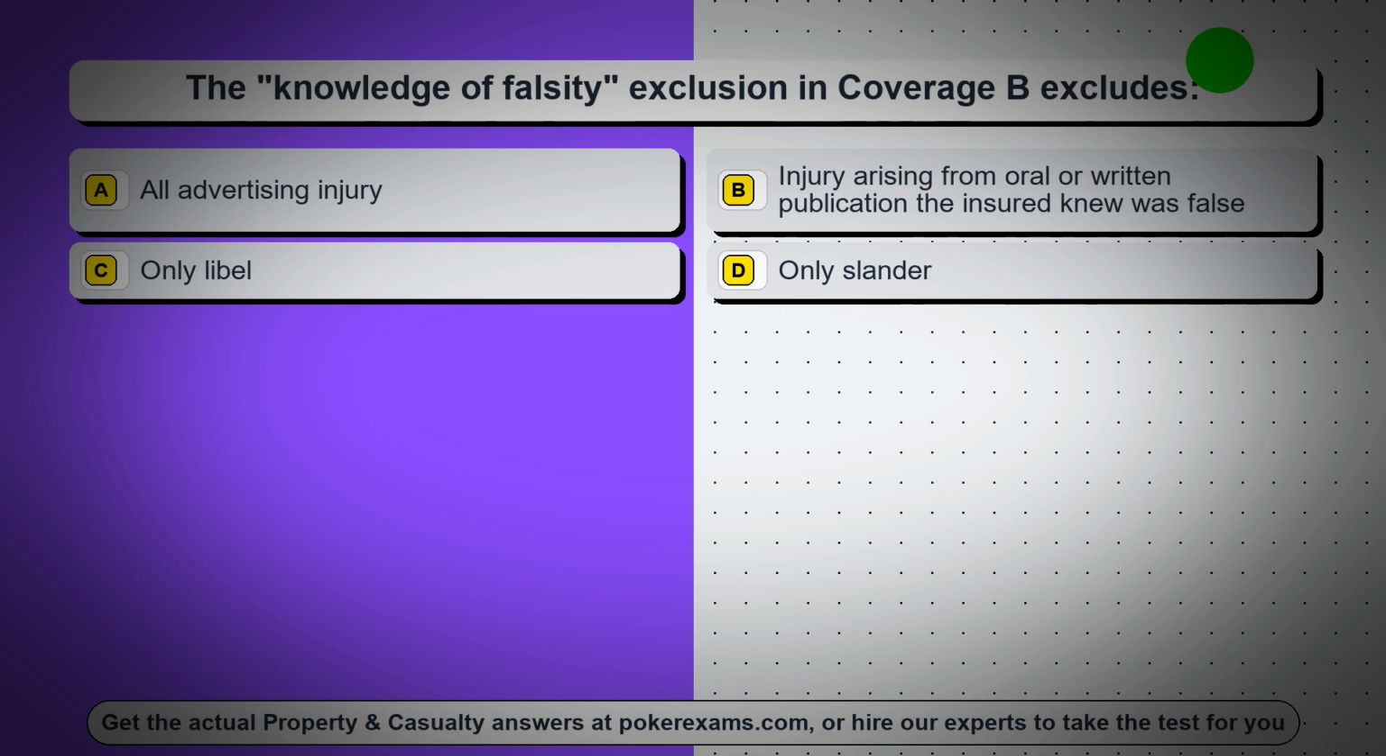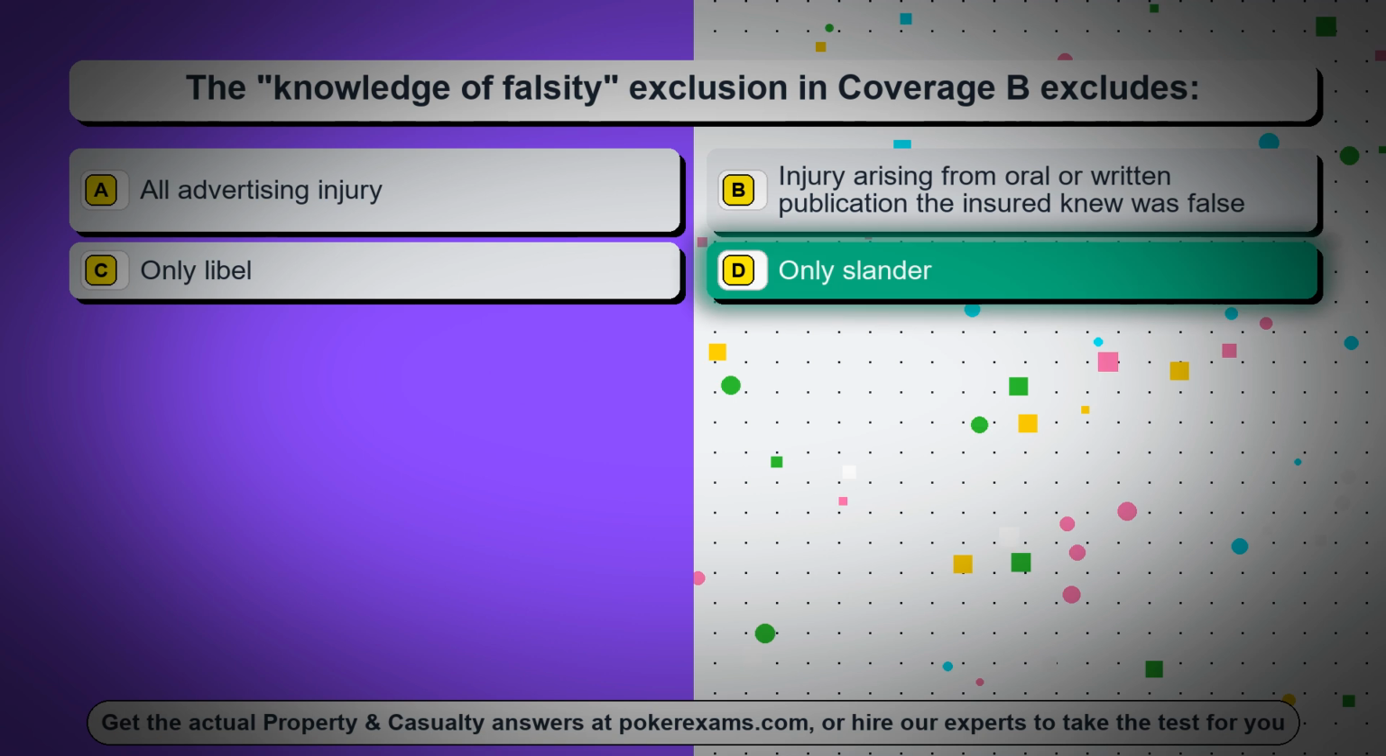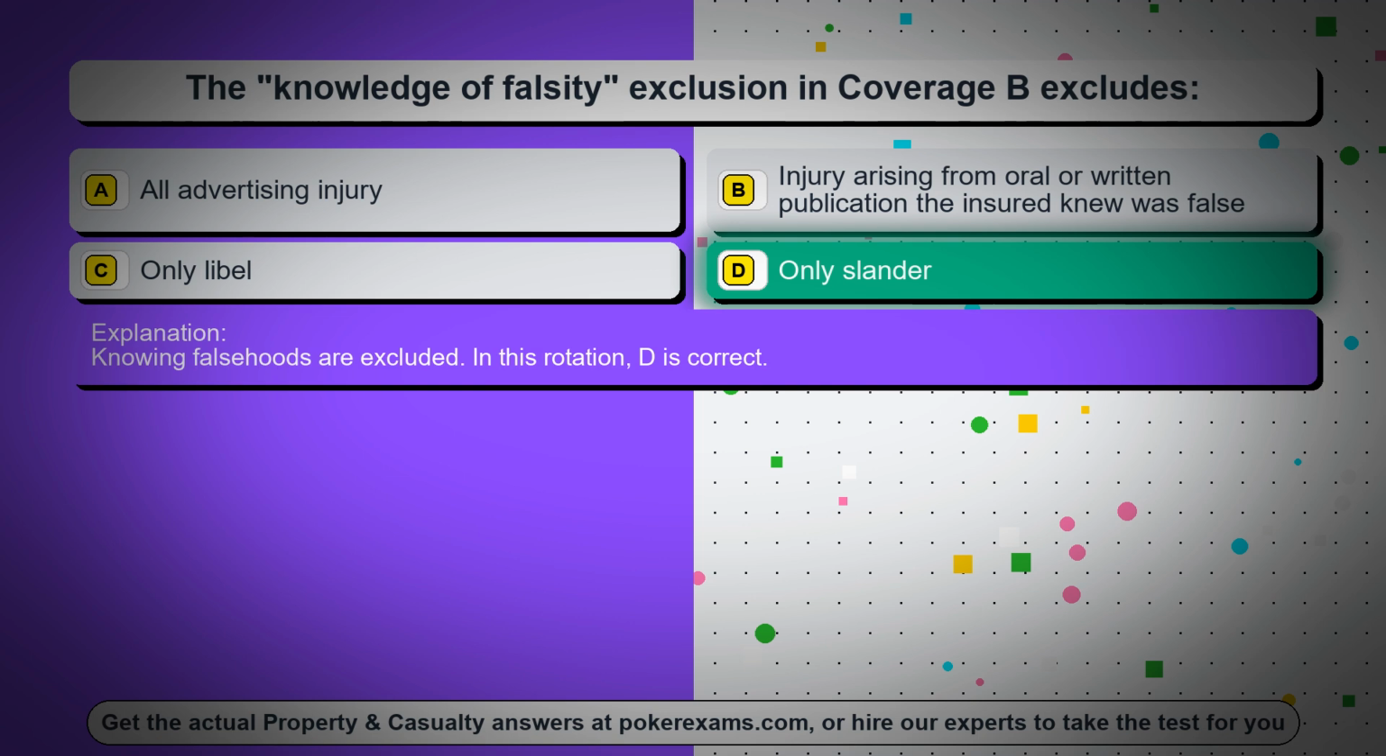Question 85. The knowledge of falsity exclusion in Coverage B excludes: Option A, all advertising injury. Option B, injury arising from oral or written publication the insured knew was false. Option C, only libel. Option D, only slander. The correct answer is option D, only slander. Knowing falsehoods are excluded. In this rotation, D is correct.